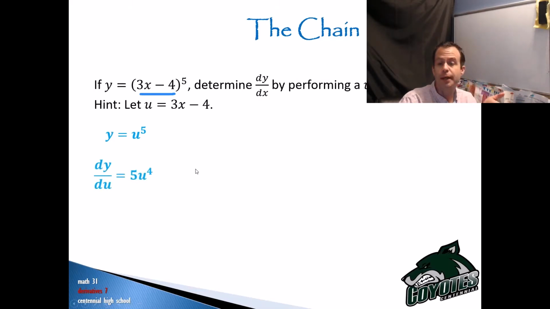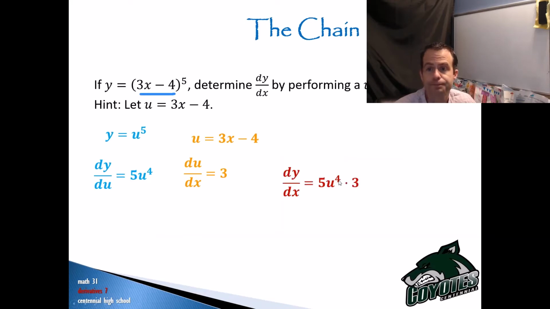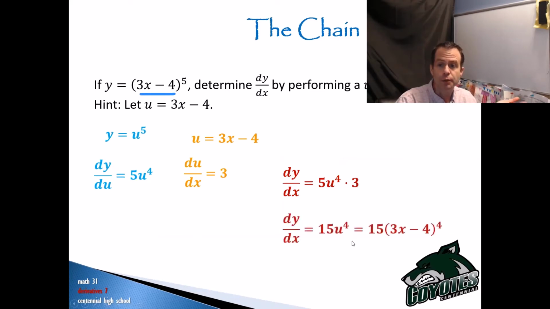Okay, now let's take a look at u. u is 3x minus 4, so the derivative of u with respect to x would be 3. Okay, and so now we know to take the derivative of this, it's going to be the derivative of y with respect to u times the derivative of u with respect to x. So it's 3 times 5u to the 4. Well, that's 15u to the 4, and then I make the substitution back. So I know that u is 3x minus 4, so we end up with 15 times (3x minus 4) to the 4.